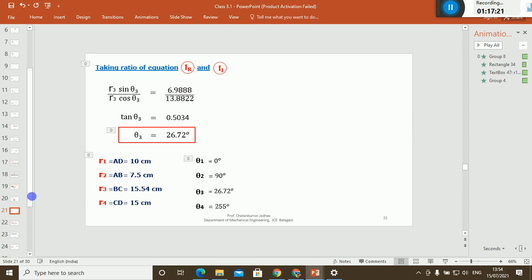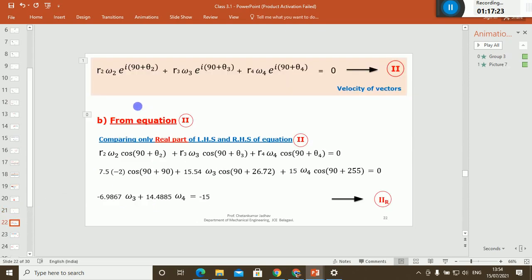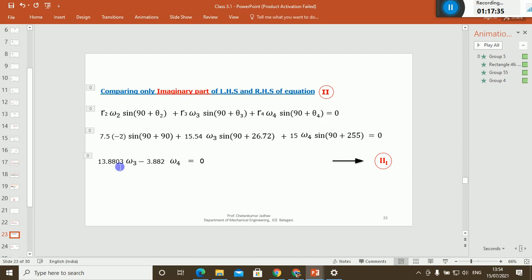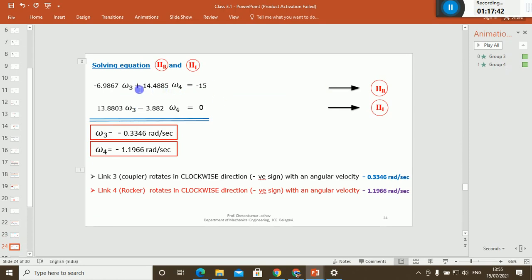So just follow the same procedure for the second equation. Again, take the second equation, compare the real part, you'll get one equation, that is the second equation R. Again, take the same equation, compare the imaginary part of LHS and RHS. You'll get one more equation, that is the second equation imaginary part. After getting these two equations, use the calculator. You know you have two unknowns and two equations. Go to the equation mode, substitute the values. So you'll get the unknown things, that is omega 3 and omega 4. Since both are negative, it means they'll be rotating in clockwise direction.